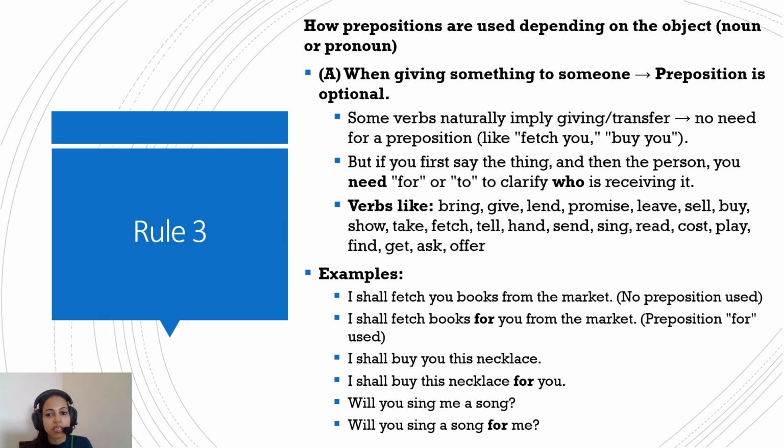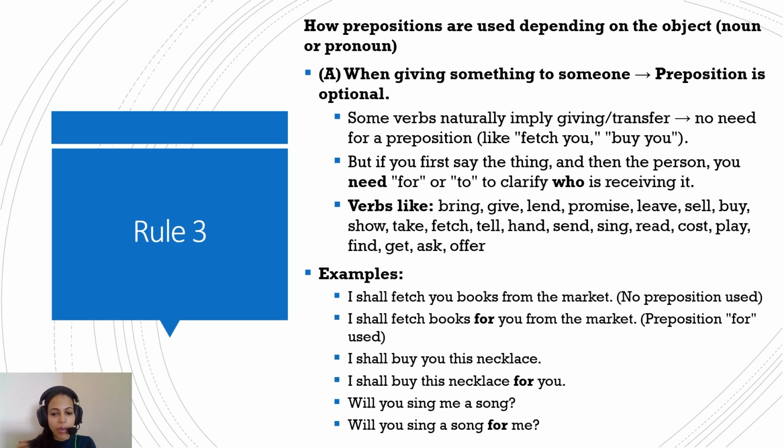So if you are placing the person before the object, for example, I shall fetch you books from the market. Here no preposition is used, because in fetch you books, you is used before the object books. But if you were to say I shall fetch books for you from the market, here books, that is the object, is coming before you. In that case, you need the preposition to establish the relationship between the books and the person for whom the books are being brought, by the preposition for.